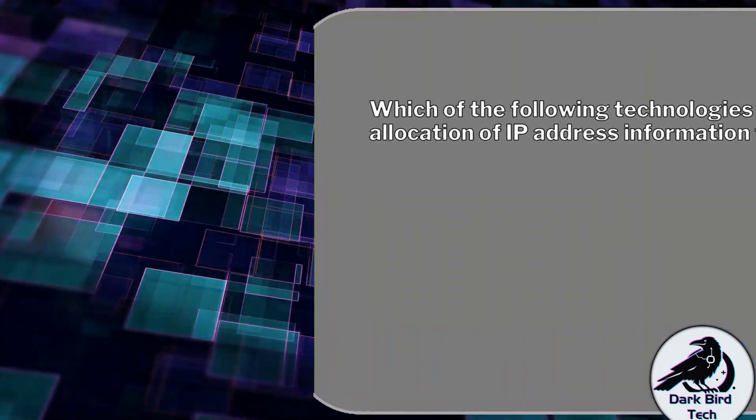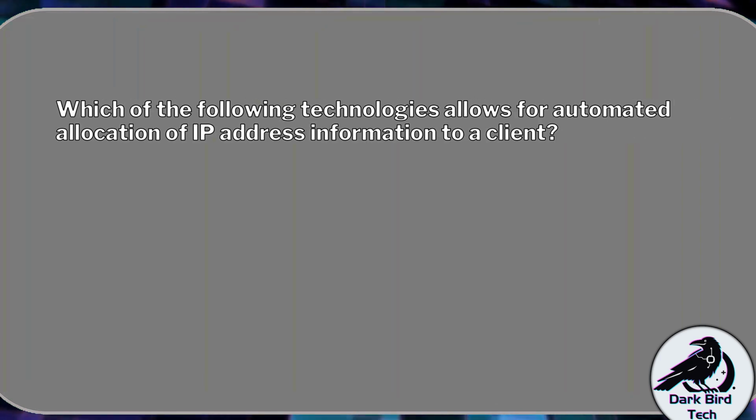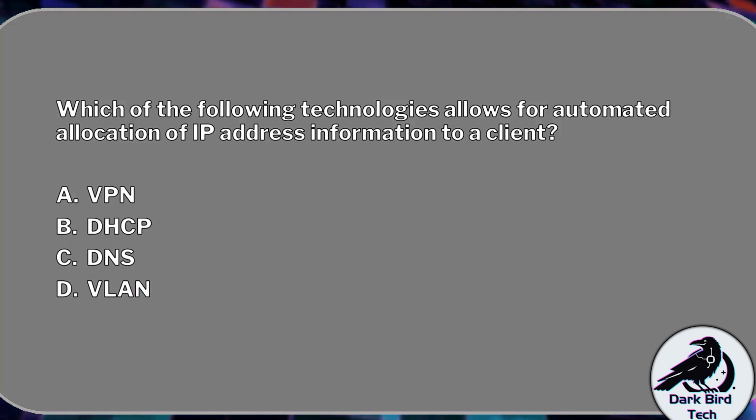So first up, which of the following technologies allows for the automated allocation of IP address information to a client? So I'll give you a chance to think about the options. Pause if you need to. But the options are a VPN, DHCP, DNS, and VLANs.